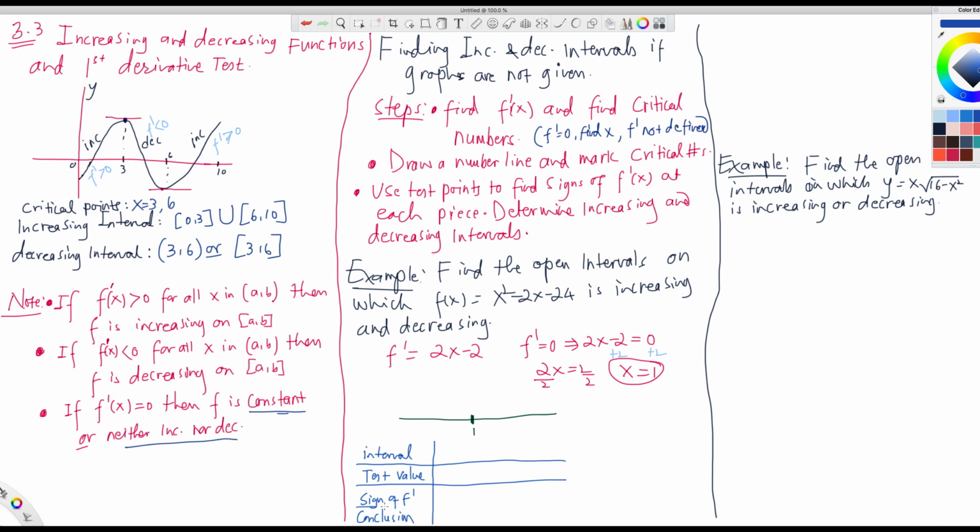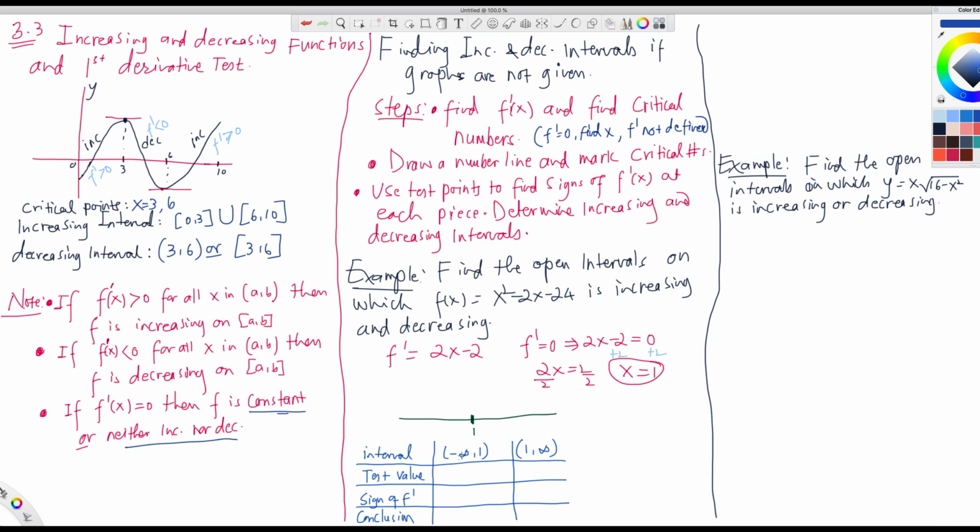So what are the intervals? Interval means basically the piece, right? What is the left piece? It is negative infinity to 1, open interval. And the other piece is the right piece, 1 to infinity. That is also open. Why did I do open? Because at x equals 1, f prime is 0. That is the critical number, so we look at the pieces excluding those critical numbers. That's why I have the open interval.